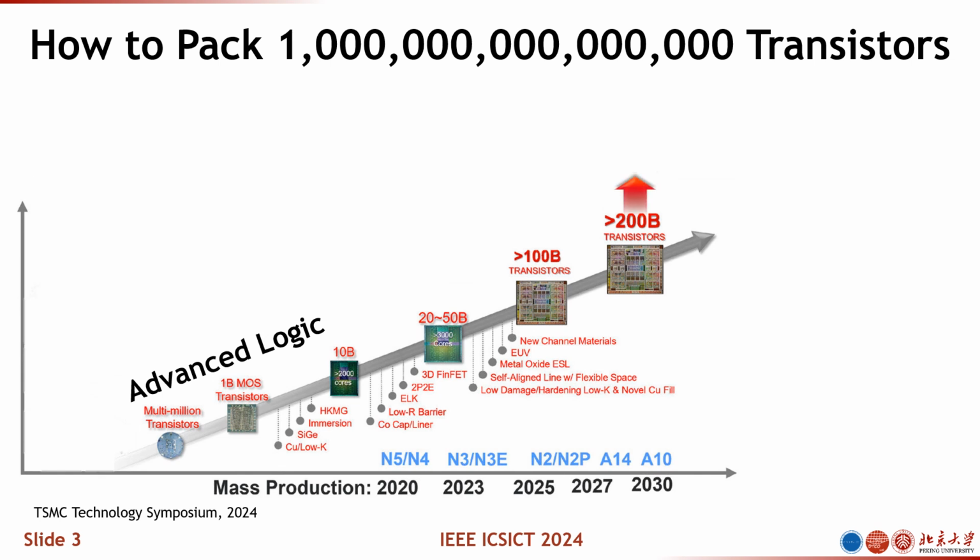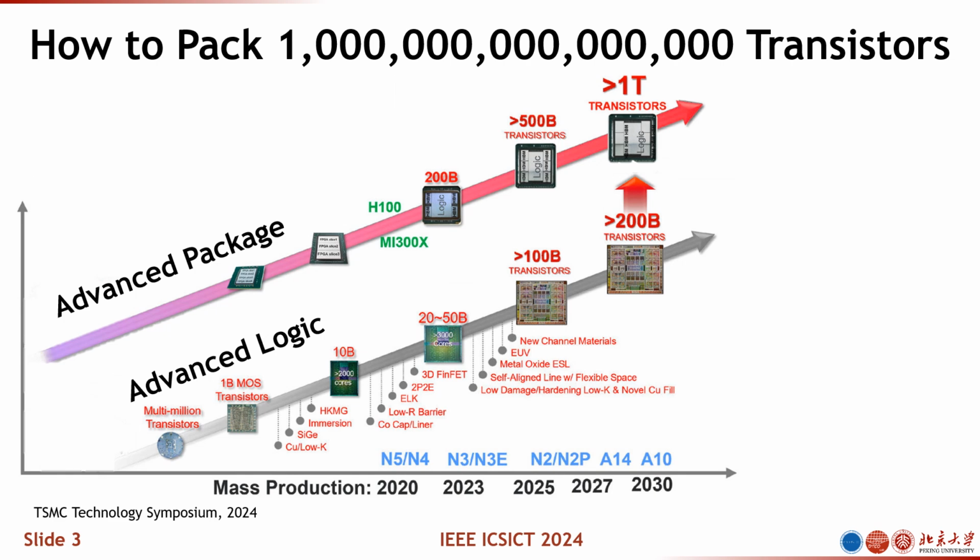And the other part actually is the advanced packaging. So the industry is evolving from the 2D packaging to 2.5D and 3D, and also the M3D integration to pack more transistors. And by combining the advanced packaging with the advanced logic, the industry already has the solution to reach a transistor integration number beyond 1 trillion transistors, which is already released by TSMC in their technology symposium.